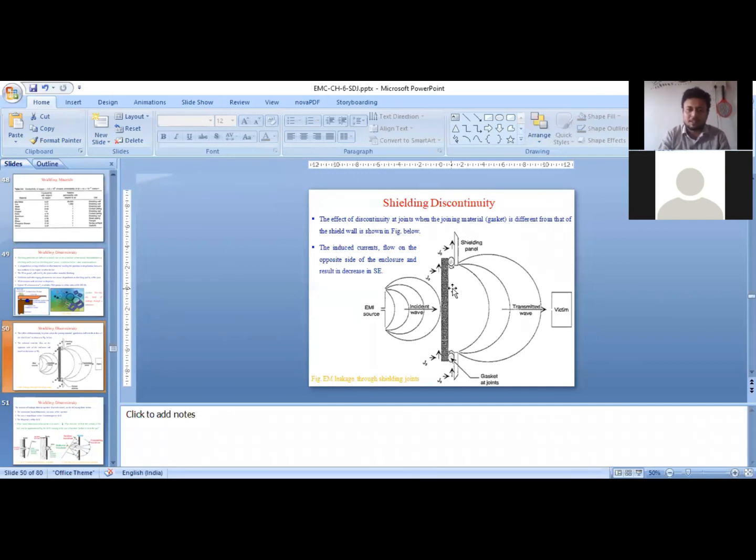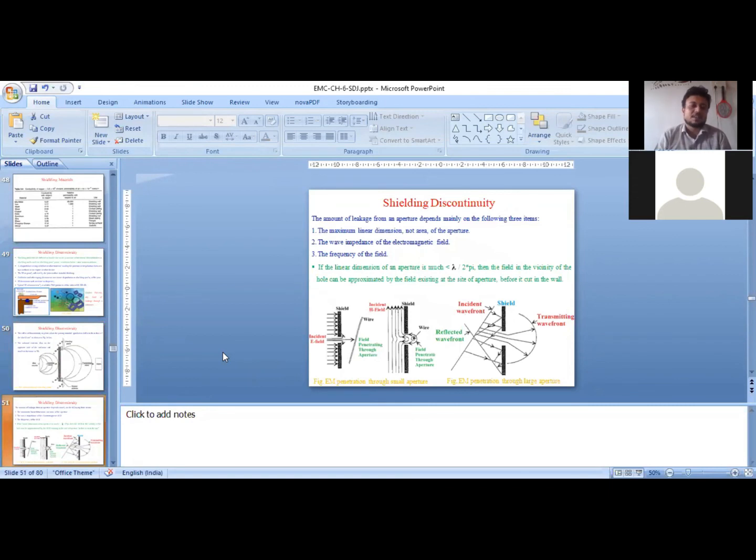This radiation will induce some current into the shield, and that current will go through the shielding panel through the conducting gaskets. And the two shielding panels on the two sides of this shielding wall act like a small dipole antenna, and they again start radiating similarly. That radiation will reach the receiver, and again it will affect the performance of the receiving device. So this is another disadvantage of the gasket.